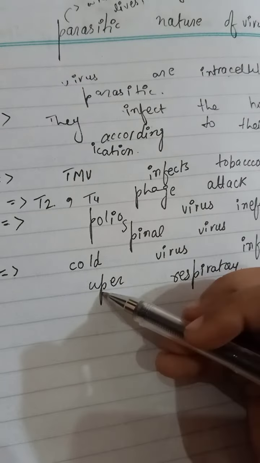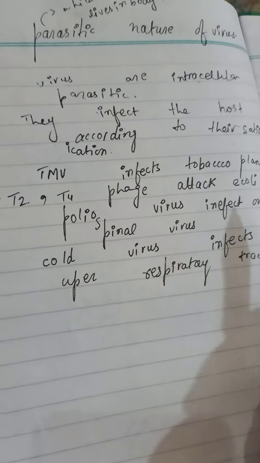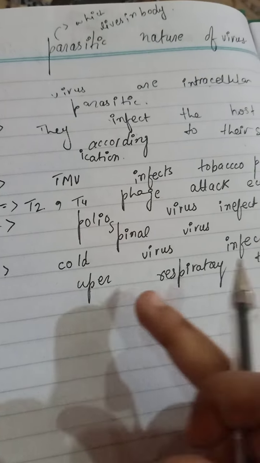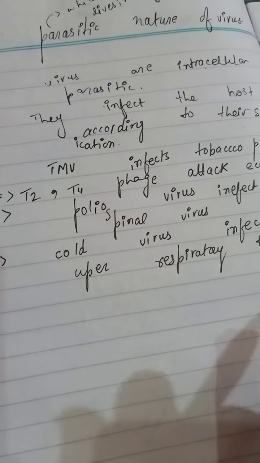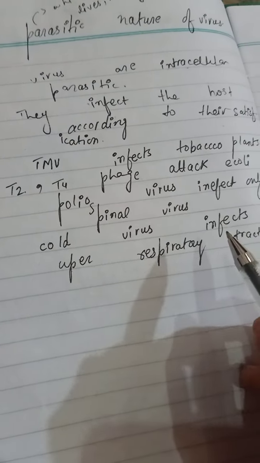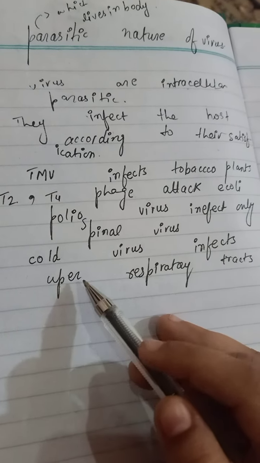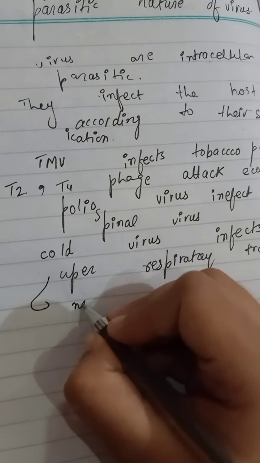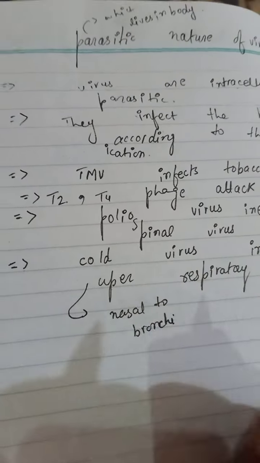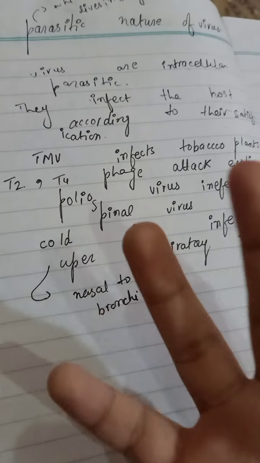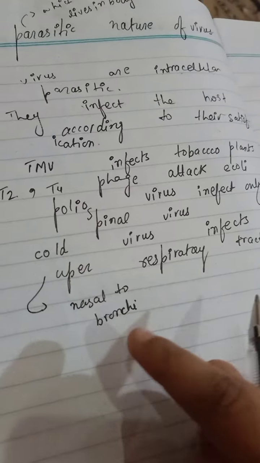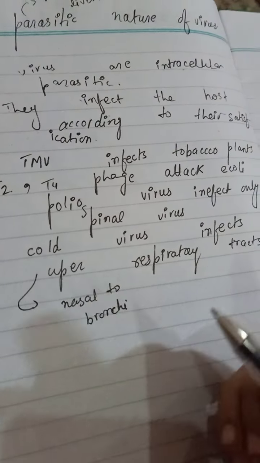Now let's talk about the difference between the upper respiratory tract and the lower respiratory tract. Upper respiratory tract means from the nasal cavity to the bronchi. The lower respiratory tract is from the bronchi to the lungs and alveoli. Cold virus just affects the upper respiratory tract, which is from the nasal cavity to bronchi. Or take the example of the lower respiratory tract, which is influenza. It will infect the lower respiratory tract because it will affect our lungs.